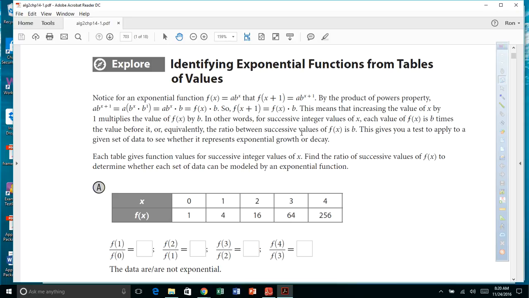Notice for an exponential function f of x equals a times b to the x power that f of x plus 1 equals a times b to the x plus 1 power. By the product of powers property, a times b to the x plus 1 equals a times b to the x times b to the 1 power, which equals a times b to the x times b, which equals f of x times b. So f of x plus 1 equals f of x times b.